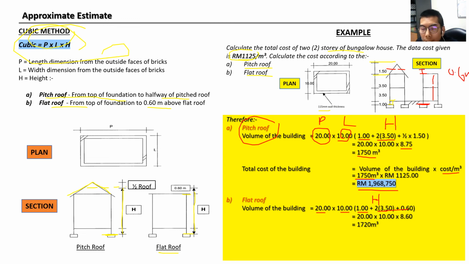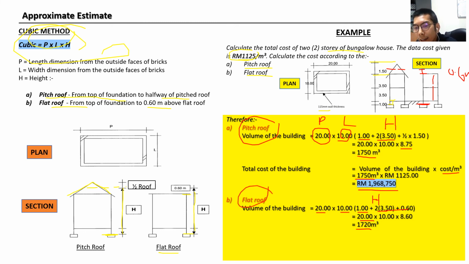But remember the concept: when you want to determine the height of your building using flat roof, you cannot stop at the top of the flat roof. You have to add another 0.6 meter. Then you apply 20 times 10 times the height, so you will get 1720 meter cube. That's the volume of your 2-story bungalow house using flat roof.